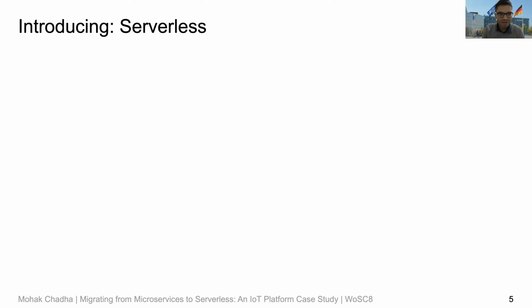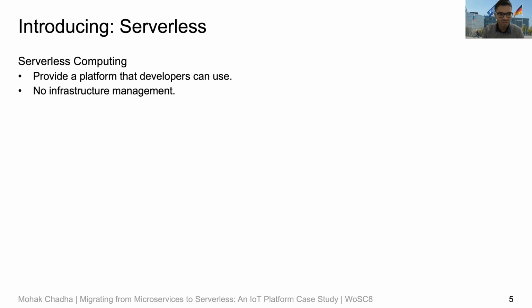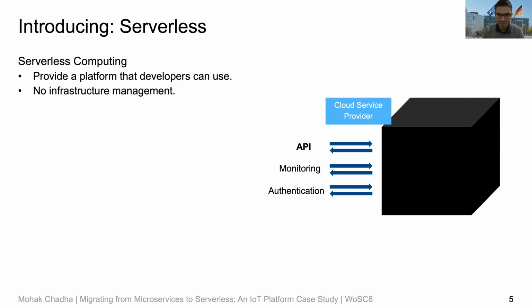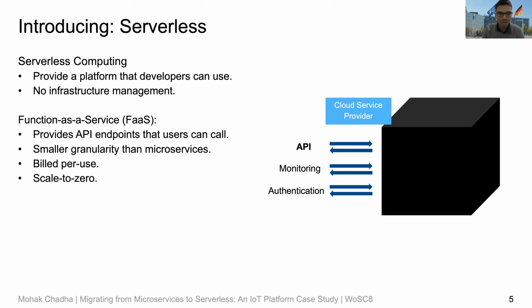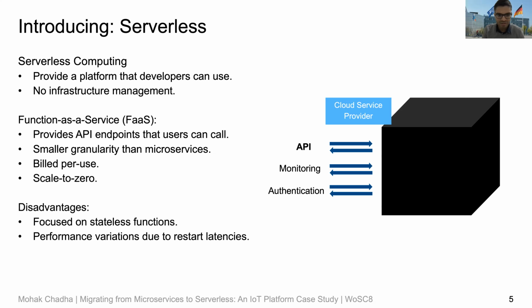So another competing paradigm is serverless computing. Not too much detail about this, but it works like a black box from the user's perspective. The developer writes code and deploys it on a FaaS platform and obtains an API endpoint through which the function can be invoked. FaaS functions are traditionally more fine-grained than microservices. They use a finer-grained billing policy, and most of the time you can have better resource utilization. It is stateless, and also there are a lot of performance variations due to cold start latencies.